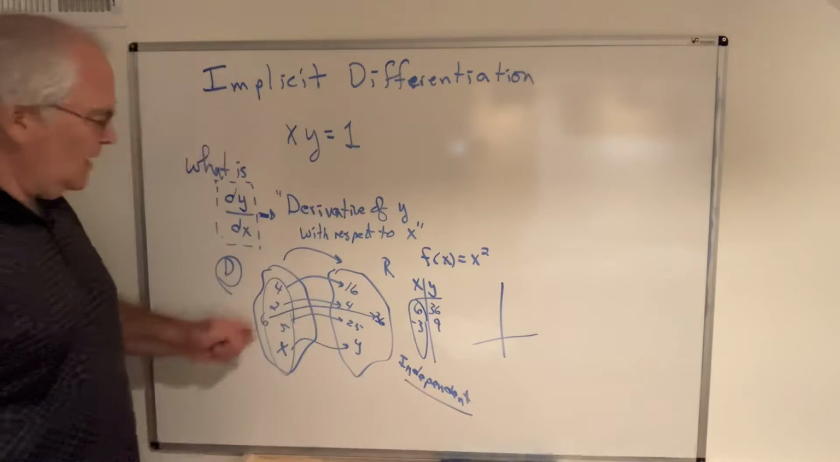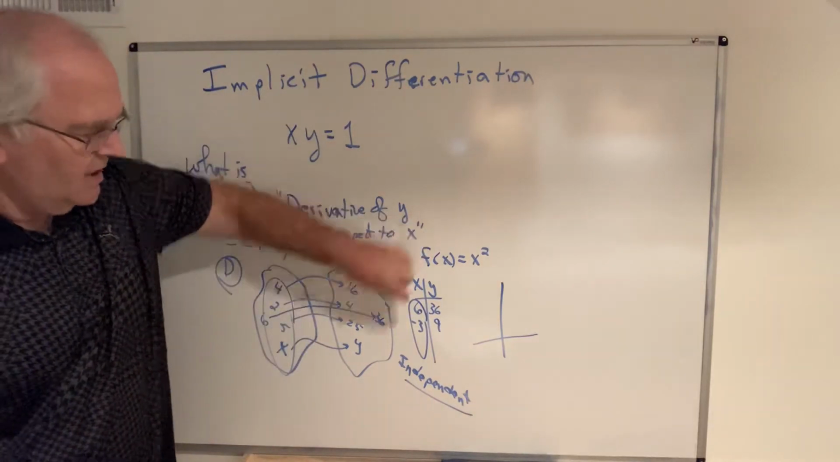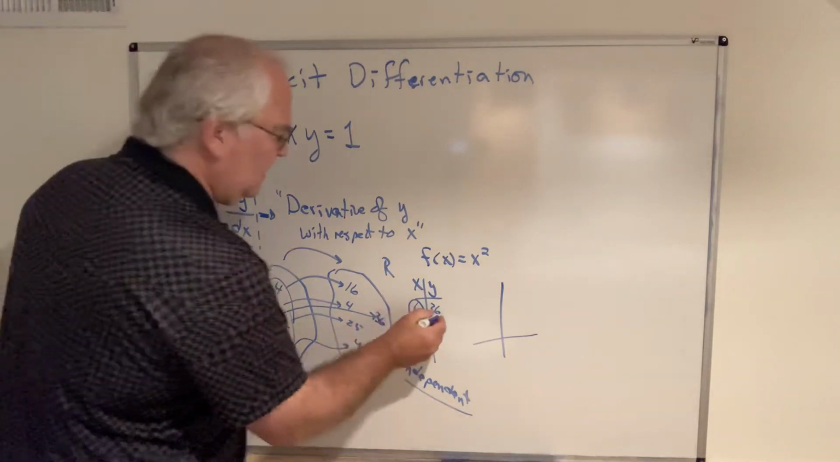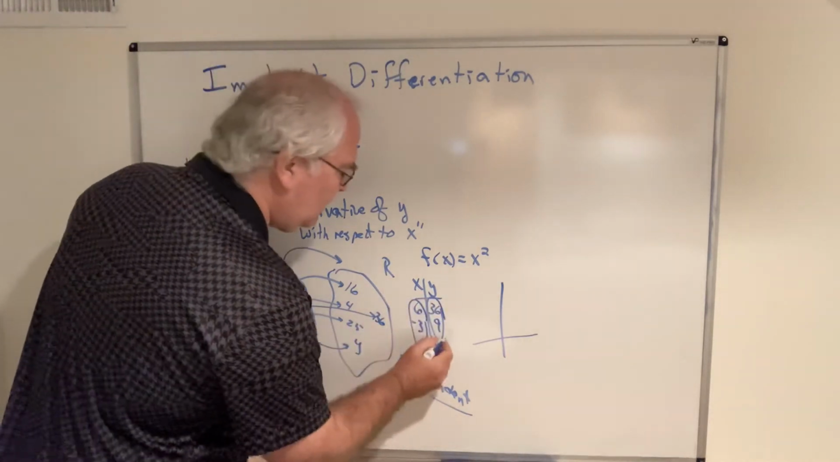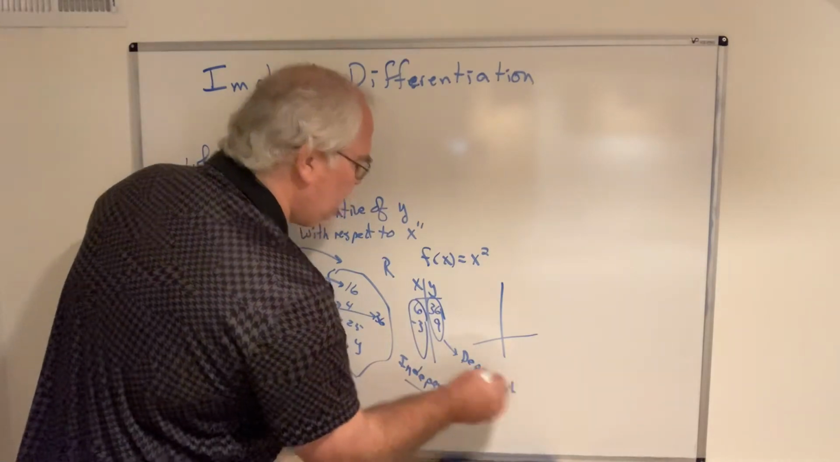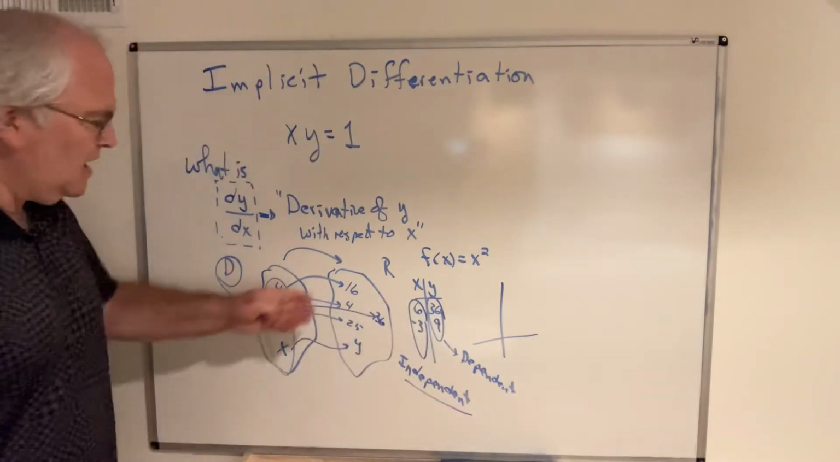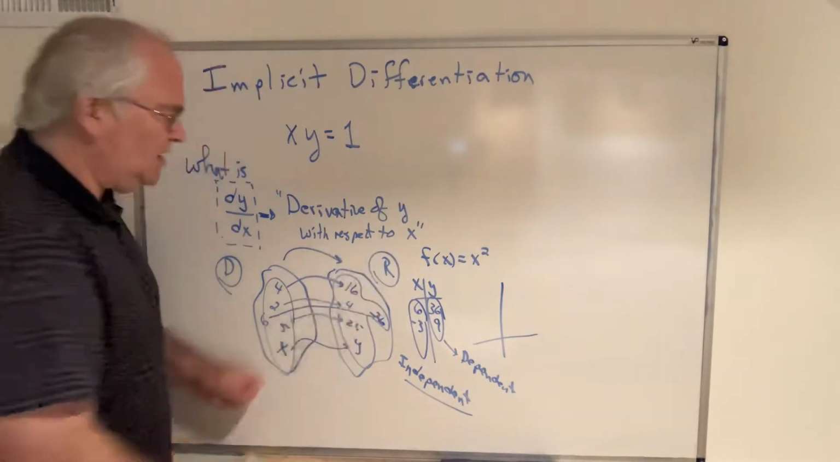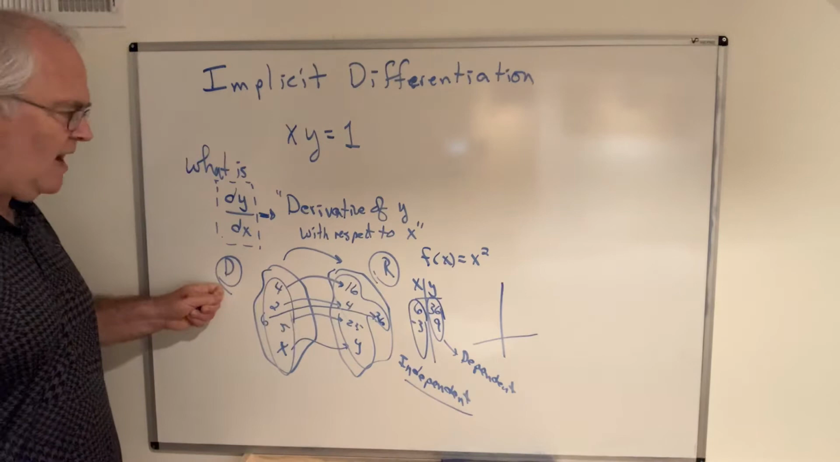In fact, in this scenario, we say x is the independent variable. And in this scenario, y is the dependent variable, because it depends upon the choice. Values in this set are dependent. The range depends upon the choice of the domain value.